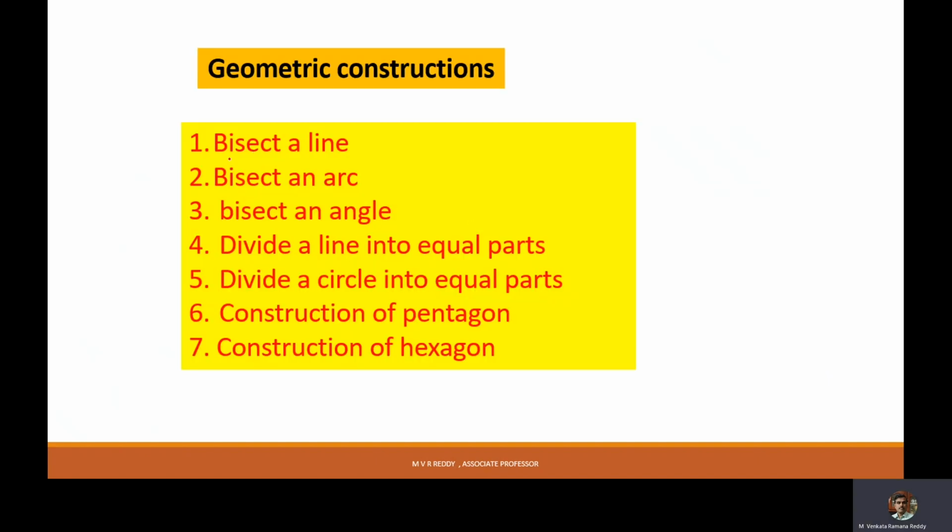Under this, we are discussing bisecting a line, bisecting an arc, bisecting an angle, dividing a line into equal parts, dividing a circle into equal parts, construction of a pentagon and construction of a hexagon. Now we'll move towards bisecting a line. That is, we have to bisect a line.